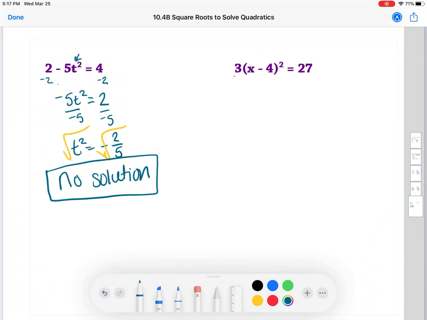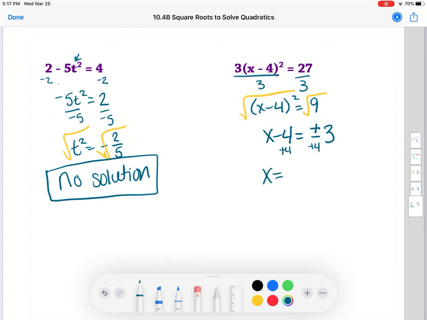How about the second one? How'd that go? I divide by 3 first. 27 divided by 3 is 9. And then square root both sides. So I will have x minus 4 equals plus or minus 3. And then add 4 to both sides. 4 plus or minus 3. 3 not being a radical, we can definitely figure out our two integer solutions easily. 4 plus 3 is 7. 4 minus 3 is 1. So there are our two solutions there. I hope you found those.